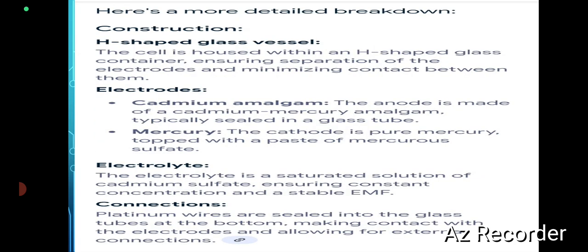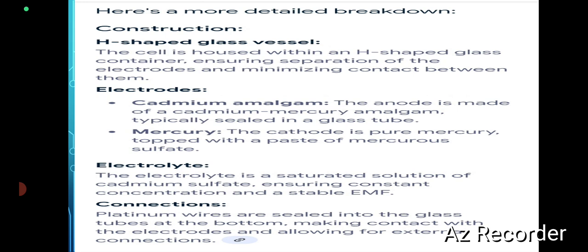Here is a more detailed breakdown. Construction. H-shaped glass vessel: the cell is housed within an H-shaped glass container, ensuring separation of the electrodes and minimizing contact between them. Electrodes. Cadmium amalgam: the anode is made of a cadmium-mercury amalgam, typically sealed in a glass tube. Mercury: the cathode is pure mercury topped with a paste of mercurous sulfate.